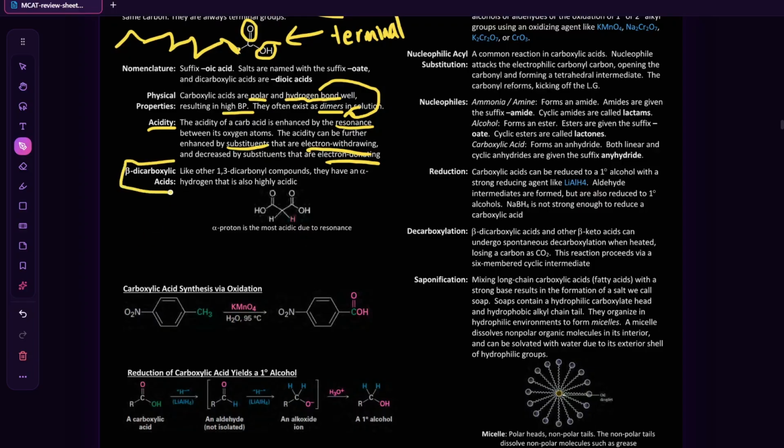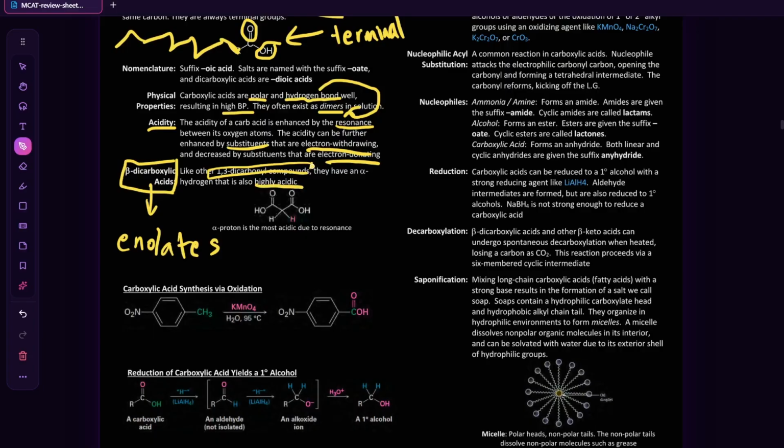And then for beta dicarboxylic acids, this is related to enolate chemistry. Remember we were talking about enolates. When two carboxylic acid groups sit 1,3 to each other, basically a beta dicarboxylic acid, this is a 1,3 dicarbonyl compound. The hydrogen on the carbon between them, the alpha hydrogen, becomes highly acidic. When it is deprotonated, the resulting thing you get is a carbanion.